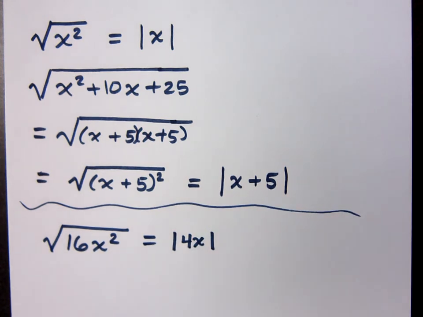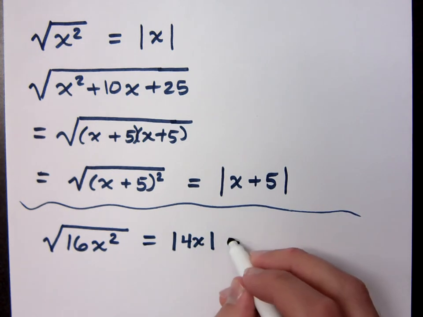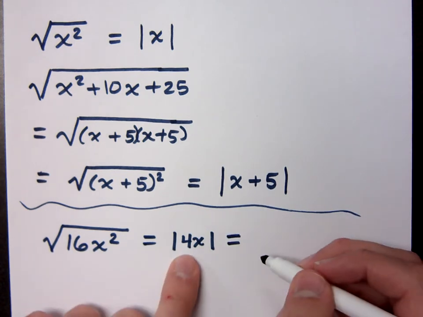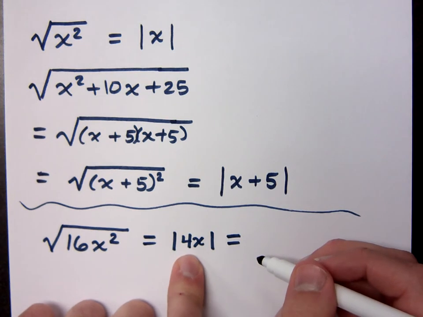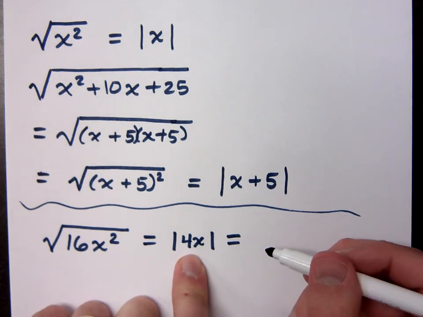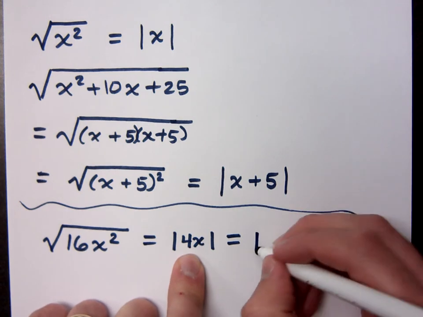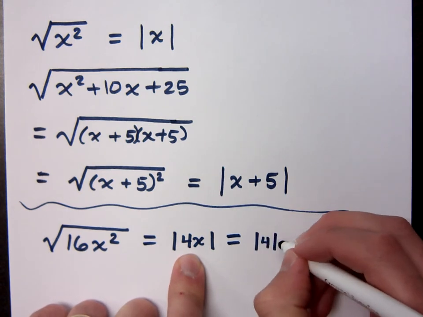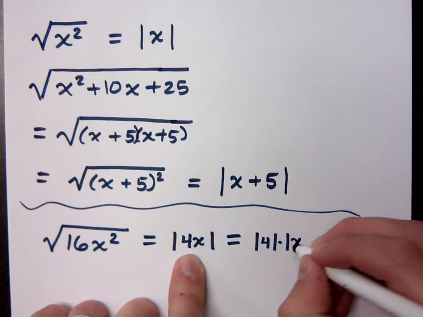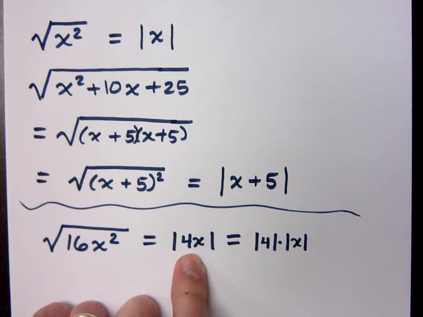But wait, there's more. With absolute values, this is one of those properties you guys haven't really dealt with, since you've only dealt with absolute values of regular numbers, nothing with algebraic expressions. But this is the same as saying the absolute value of 4 times the absolute value of x. This only works with multiplication. You can't split addition or subtraction this way, ever.